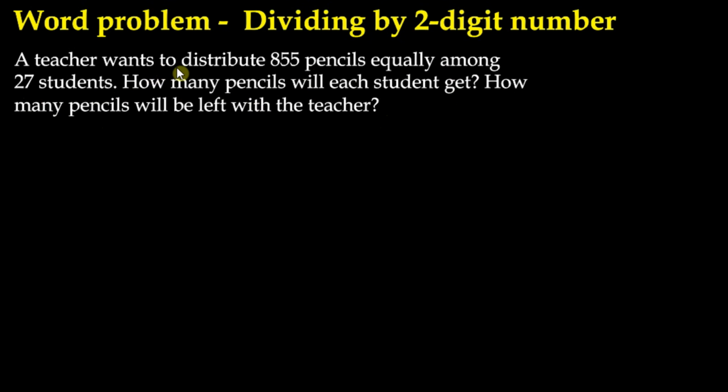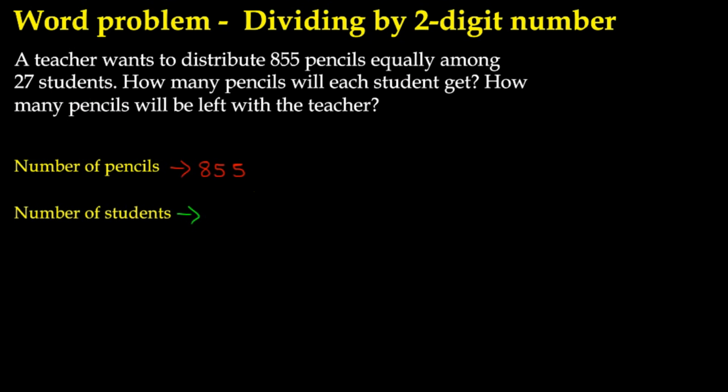So, the teacher wants to distribute 855 pencils. That means the number of pencils the teacher has is 855. And she wants to distribute these pencils among 27 students. That means the number of students is 27. And we want to find out how many pencils each student will get. So to find that, we need to divide 855 by 27. So let's do the division.